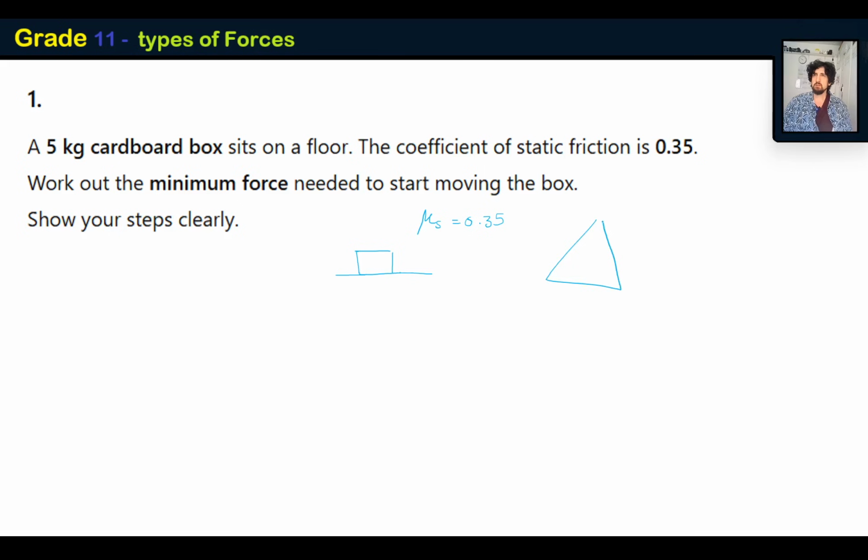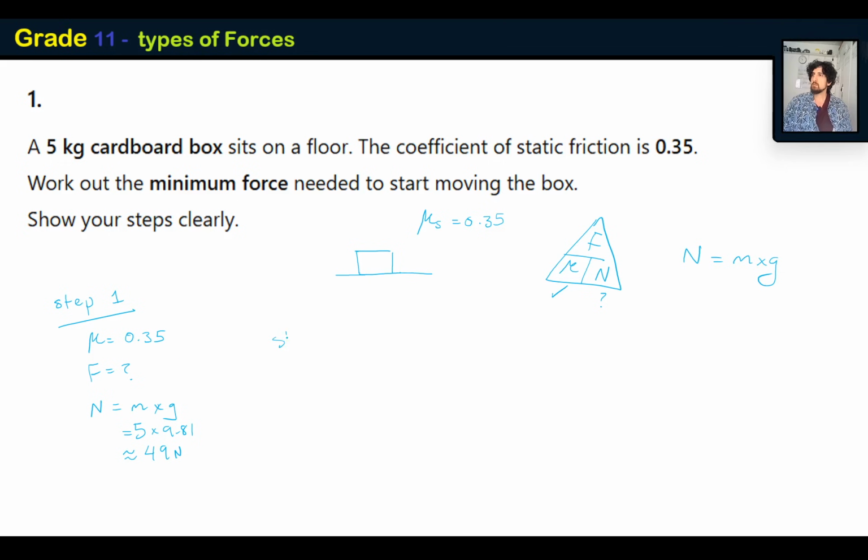So what do I need? In order to get the force, I need mu and I need normal force. So I have the mu, that's okay. I don't have the normal force. How do I get the normal force? Remember, it's equal to mass times gravity. So this is how I write it in the quiz, okay? Step 1, I have mu equal to 0.35. I need to work out the force, and N is equivalent to mass times gravity, which is going to be 5 times 9.81, which is approximately 49 newtons.